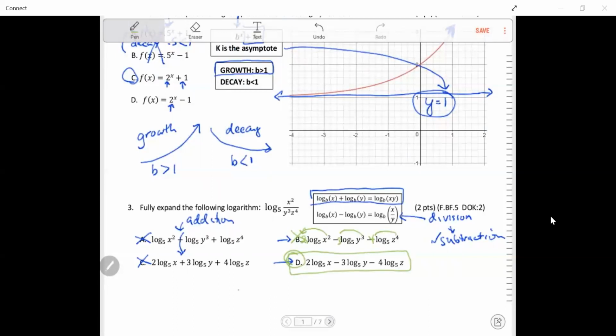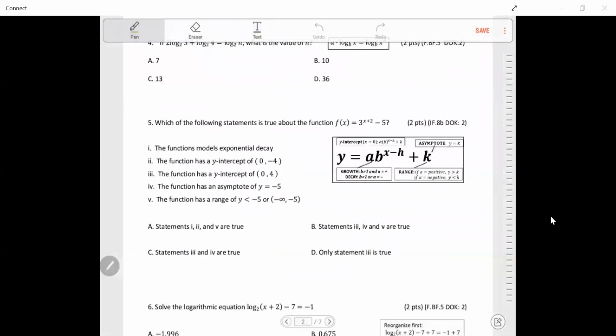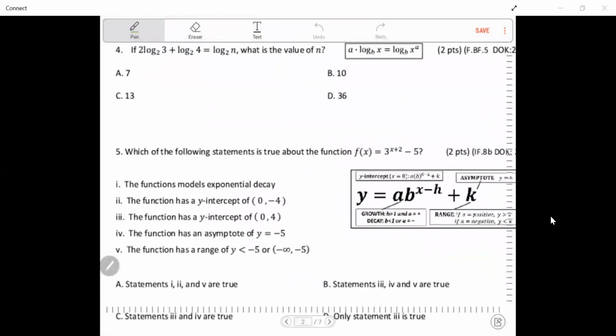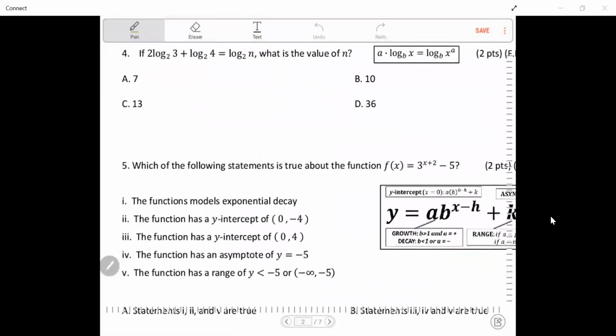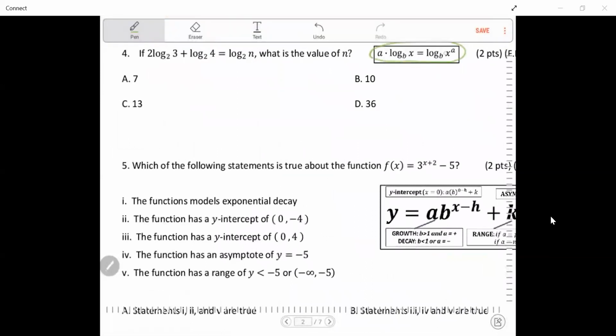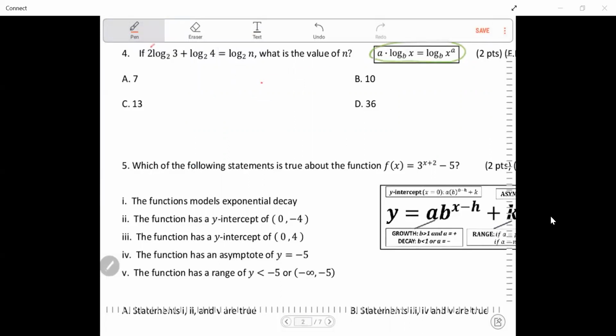Let's go on to page 2. All right, page 2, let's go up to the top here. Hopefully I can see the top. All right. So this gives us a little reminder over here that the first thing we need to do when we're evaluating these logs is move our exponent back over here.